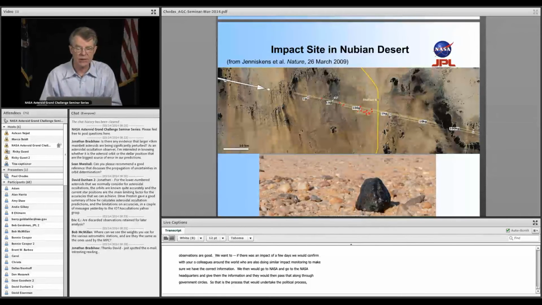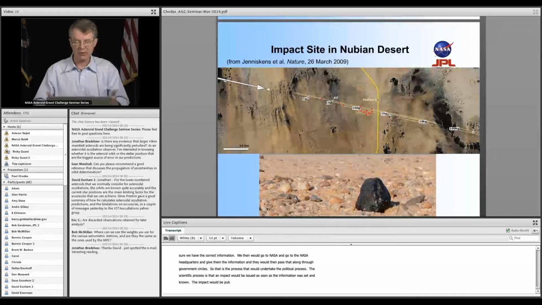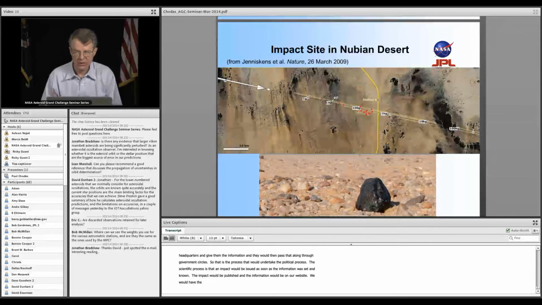The scientific process is that an impact would be issued as soon as the information was set and known. The impact would be published, and the information would be on our website. The orbits, all the technical information, would be on our website, and the impact location could be predicted and broadcast ahead of time. It was, in fact, for this TC3 as well. But that all happened so fast, there wasn't really a lot of time to get the information out.